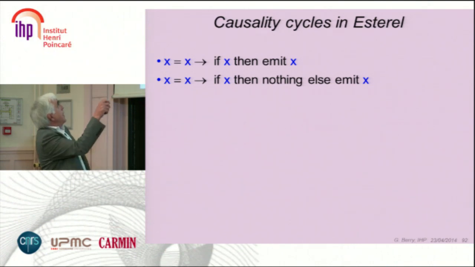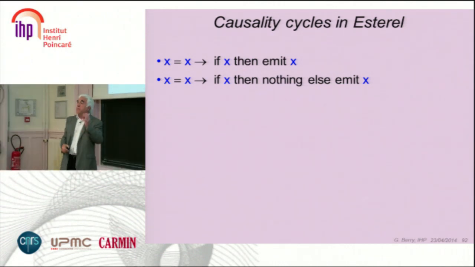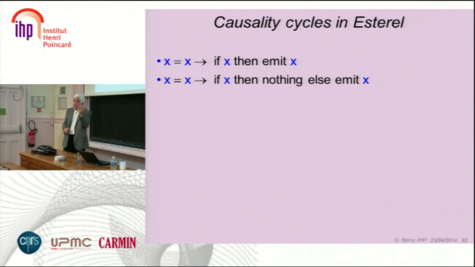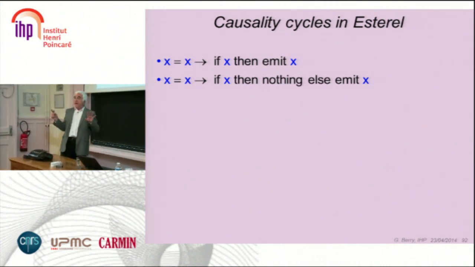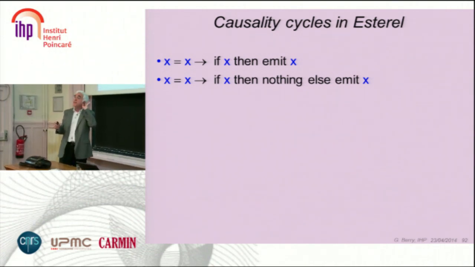For example, x equals x becomes if x, then emit x. So the law of Esterel is that the signal is absent by default, and to emit it is asymmetric. It's not like Boolean calculus. If you say nothing, x is silent. If you say emit x, then x is noisy, is 1. 0 is the default, and 1 is 1.